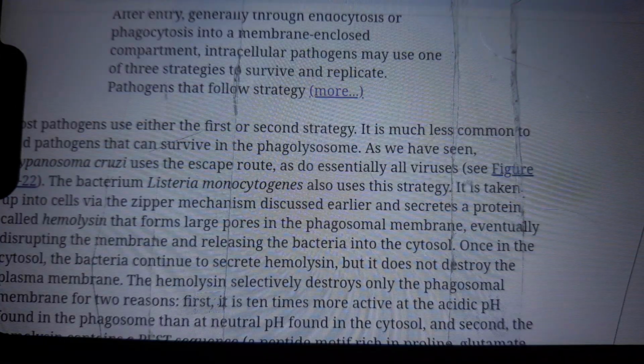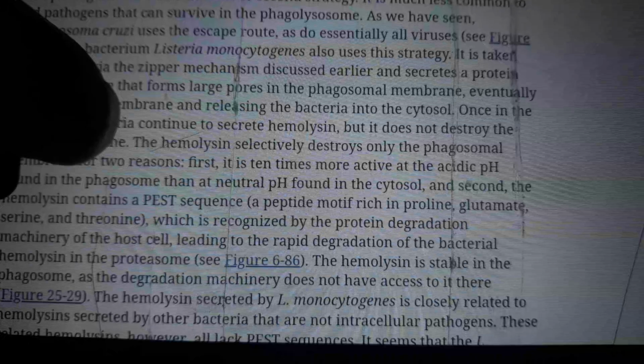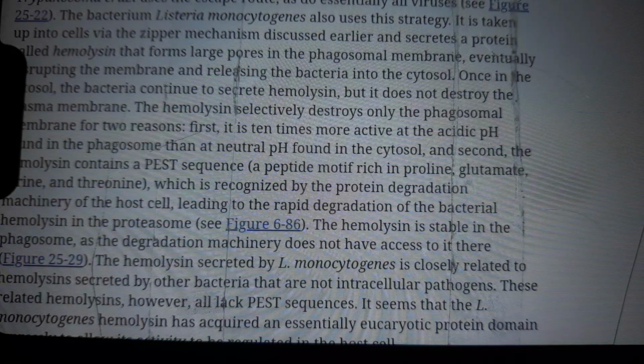Now, most pathogens use either the first or second strategy. It is much less common to find pathogens that can survive in the phagolysosome, as we have seen. Trypanosoma cruzi uses the escape route, as do essentially all viruses. The bacterium Listeria monocytogenes also uses this strategy.